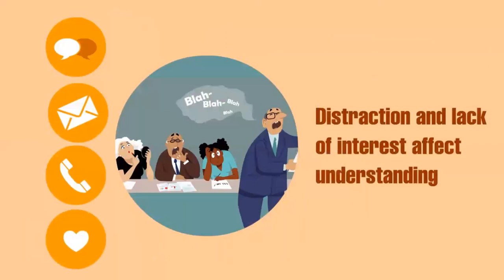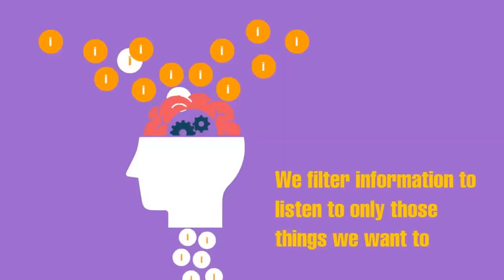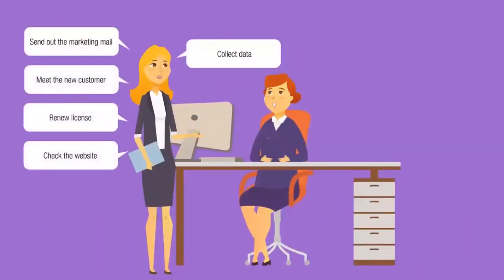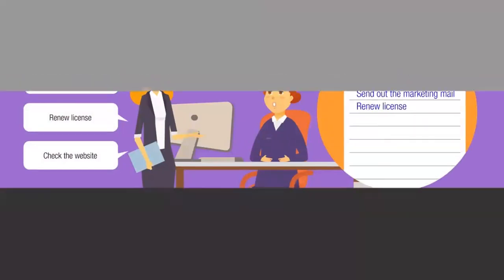Distraction and lack of interest also affects understanding. We filter information based on what we want to hear. For example, when our manager is assigning work, we only listen to those which we need to do.